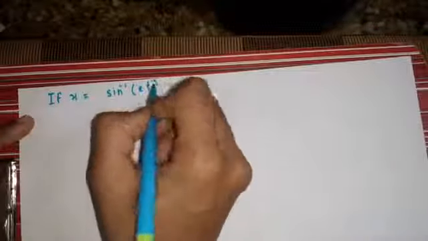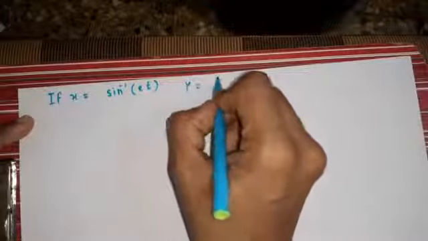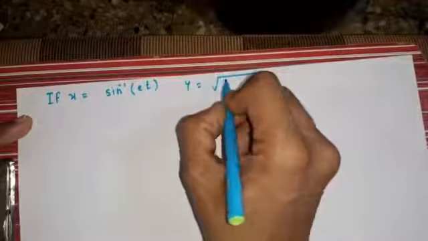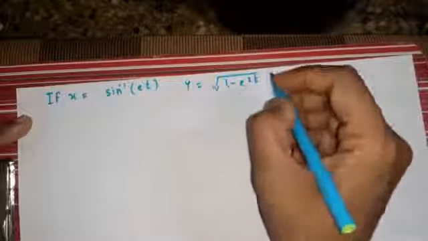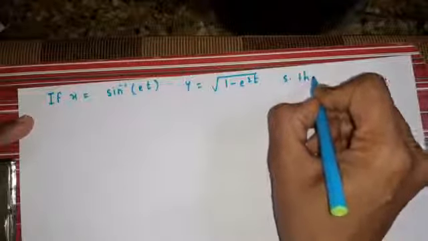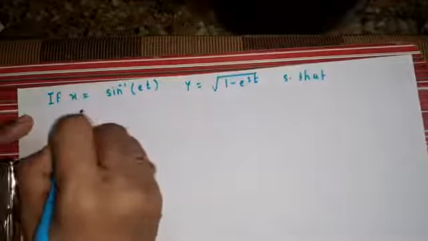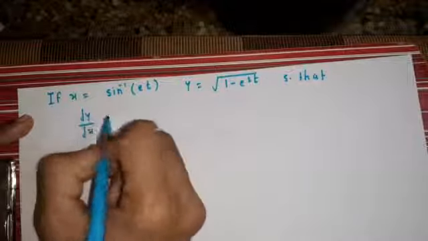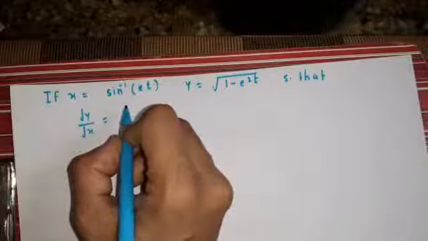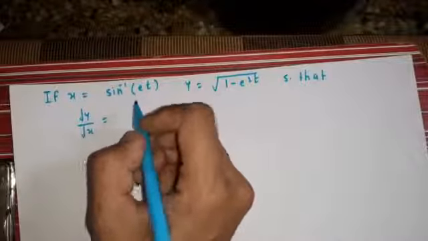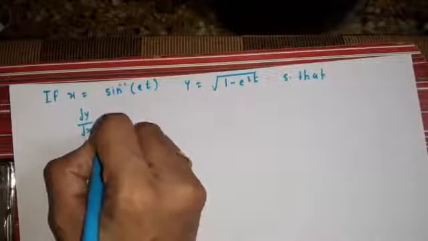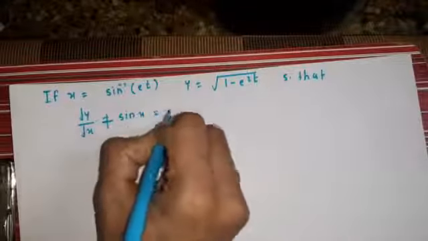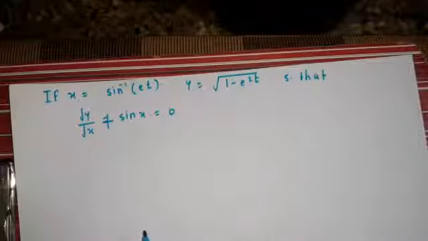If x equals sine inverse of e raised to t and y equals square root of 1 minus e raised to 2t, then show that dy by dx plus sine of x equals 0.